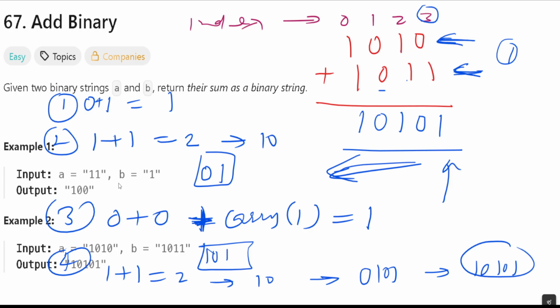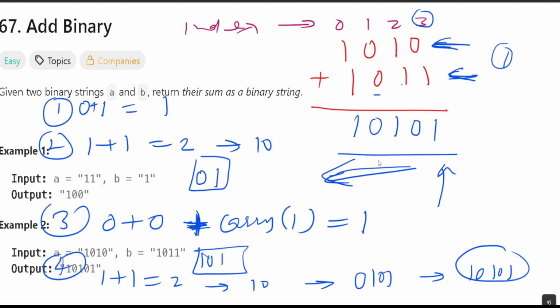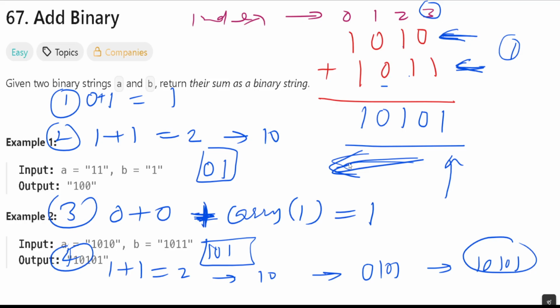The pattern we are going to use here is the binary two pointer approach, where we go from right to left and handle the carry each time. The best approach is to use a string builder, because our two pointers will keep moving from right to left, and there will be some carry each time that we have to handle. So use a string builder for efficient string construction.